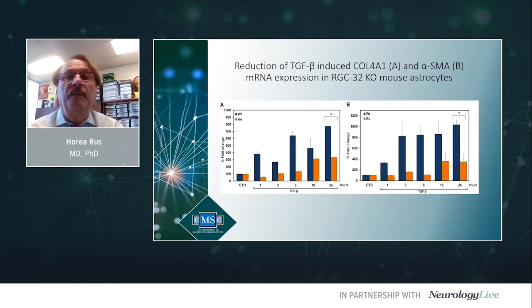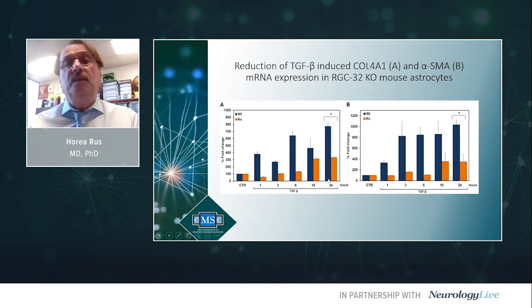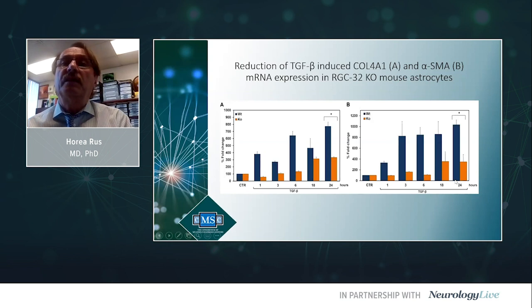RGC32 knockout mouse. We then looked to see if TGF beta is able to induce the extracellular matrix in these cells, and we were able to show that there is a lot less production of collagen 4 in knockout mouse than in the wild type astrocytes. Same thing about smooth muscle cell actin. There is less production of smooth muscle cell actin in knockout than in wild type.